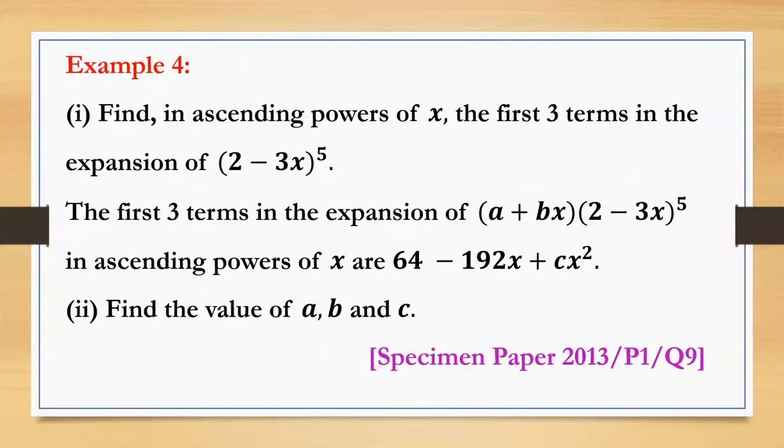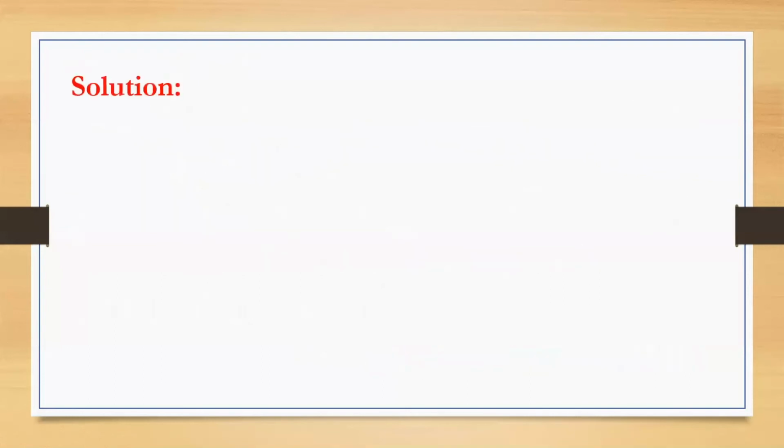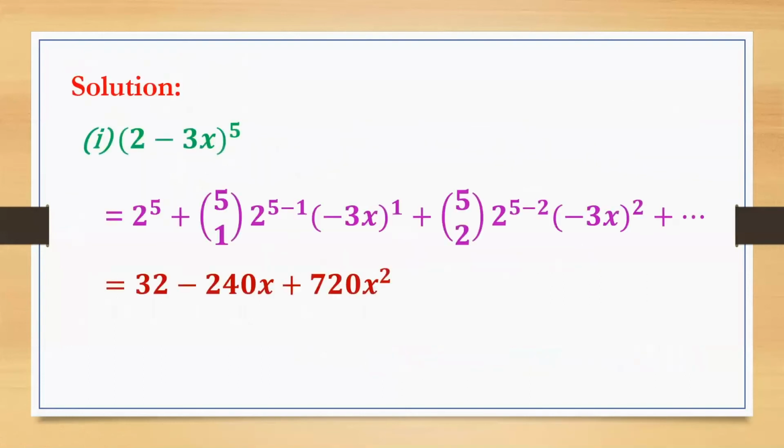So now you can easily find the first 3 terms in the expansion of (2 − 3x)⁵. Replacing in the formula with a equal to 2, b equal to −3x, and n equal to 5 will give me 32 − 240x + 720x².